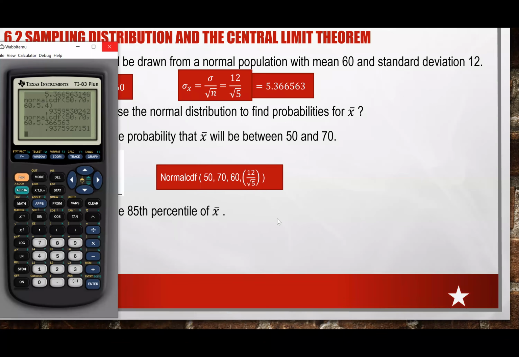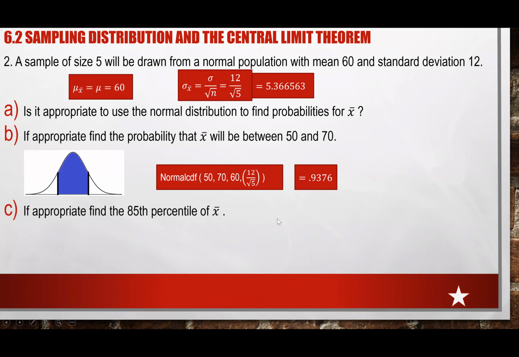So if you're using your calculator, and most of this is calculator dependent, make sure that when you use your decimal, you use more than 5 decimal places. To be safe, more than 5 decimal places. Don't use 5.37. If you use that, it will be a little bit off, okay?